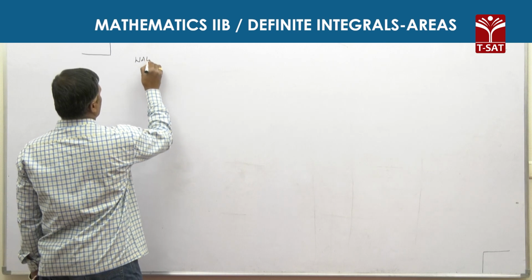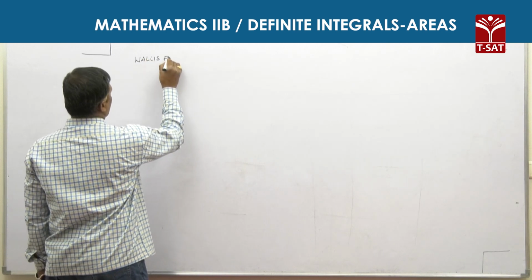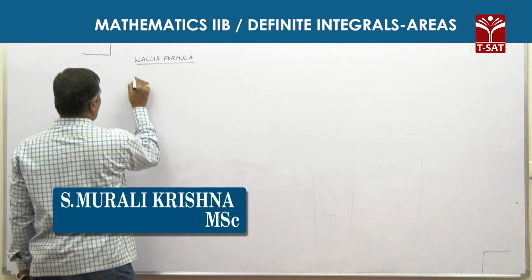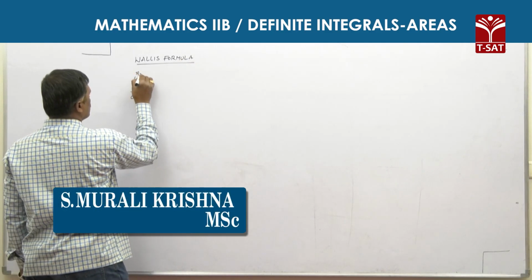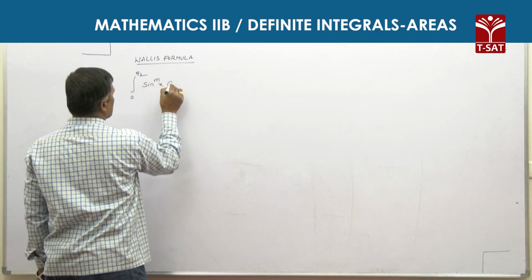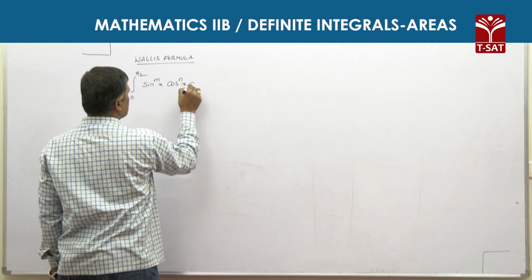Wallis's formula: integral of 0 to pi by 2 sin power m x cos power n x dx.